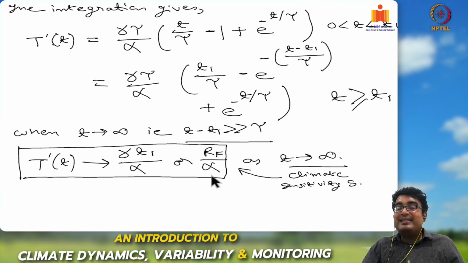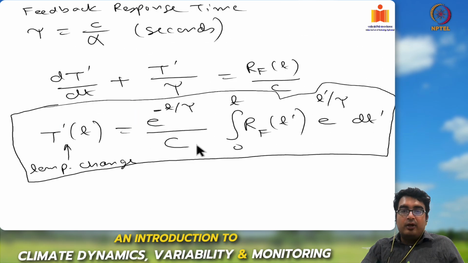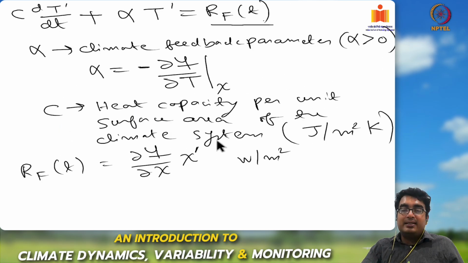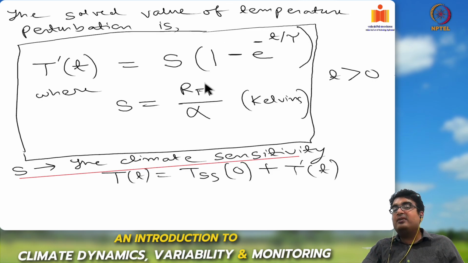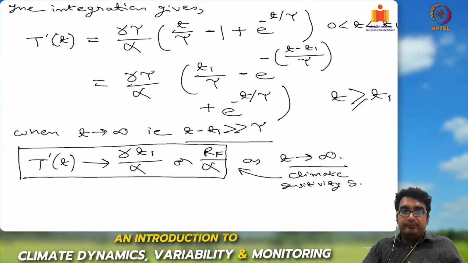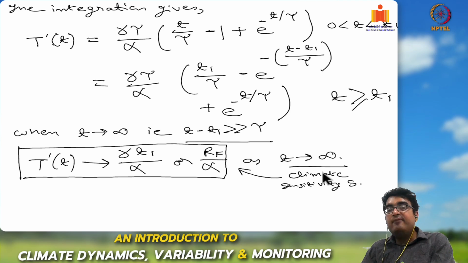Okay, so this again, if you remember, is the climate sensitivity term that we defined earlier. Remember, in the previous case, for the constant forcing case, we defined this climate sensitivity term RF1 by alpha. So here RF1 is your gamma t1. So this becomes RF1 by alpha, gamma t1 by alpha. So we are back to the climate sensitivity term. So T prime at very, very long times again becomes equal to the climate sensitivity function S.